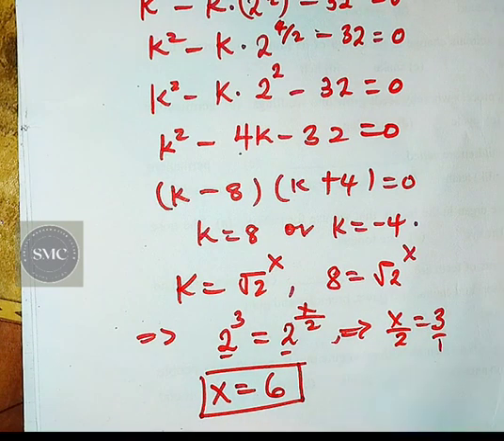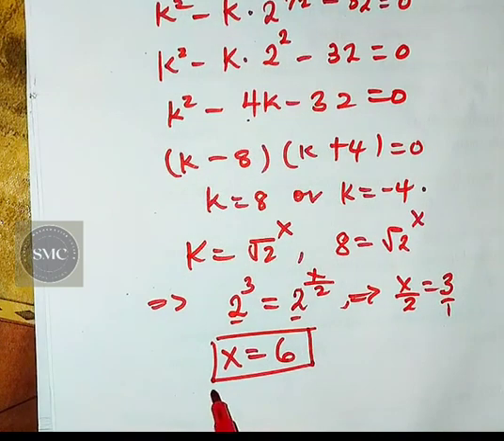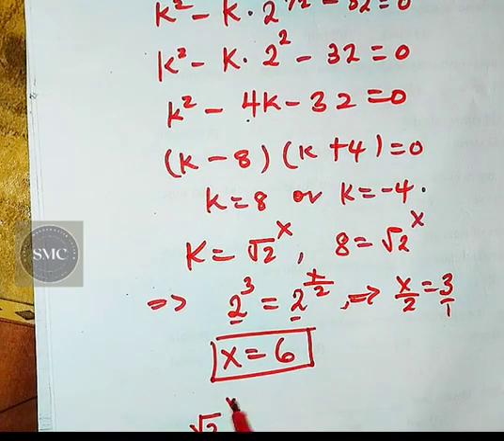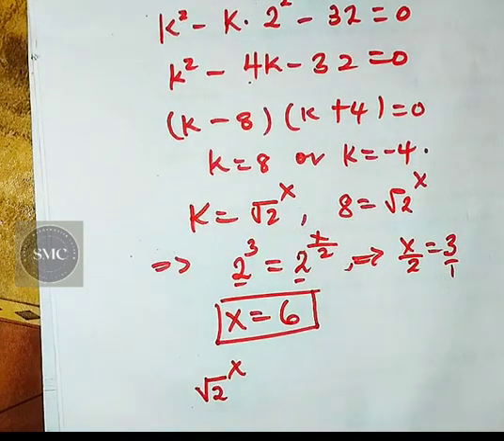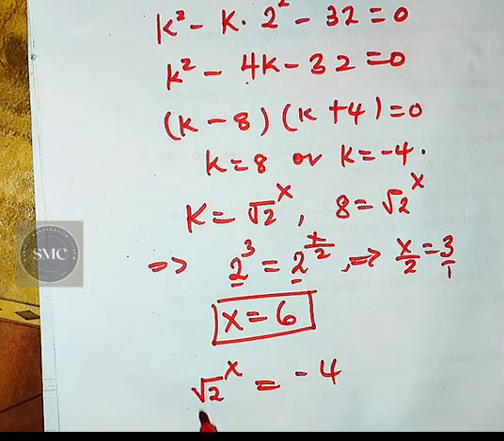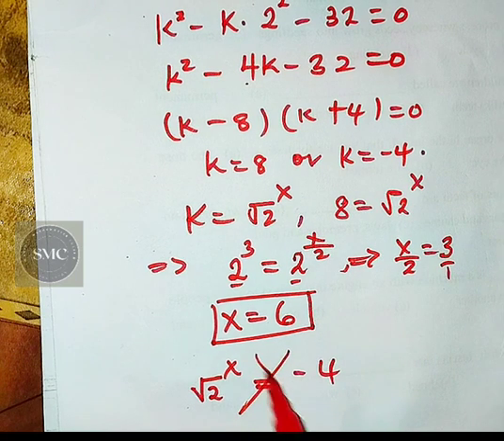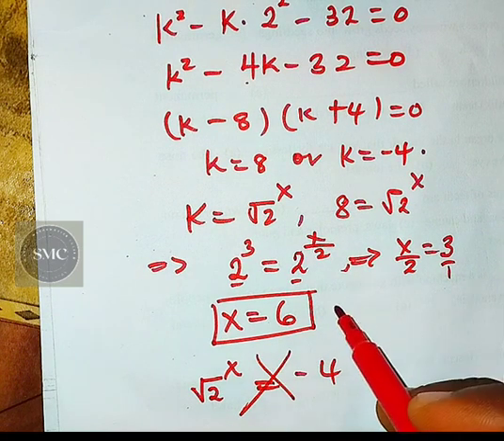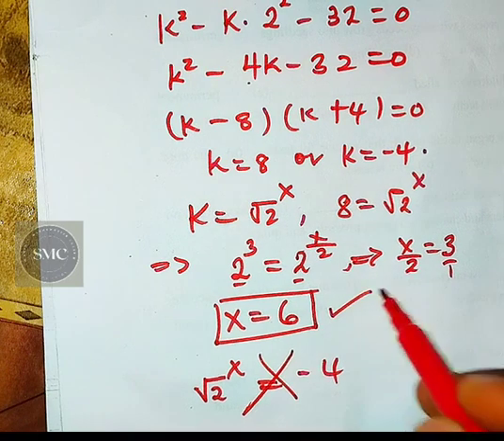Then let's look at the second one, when k is minus 4. So therefore root 2 to the power x will be equal to minus 4. So this root 2 to the power x cannot be a negative value. So therefore we are going to cancel out this one, and we have the solution to this problem to be x equals 6.